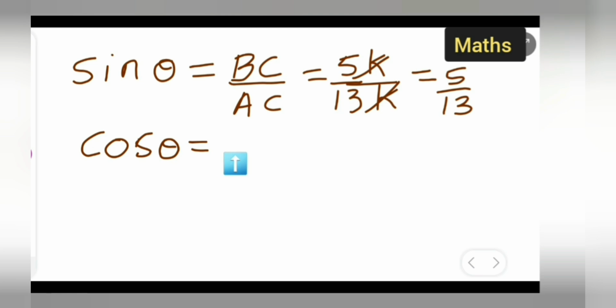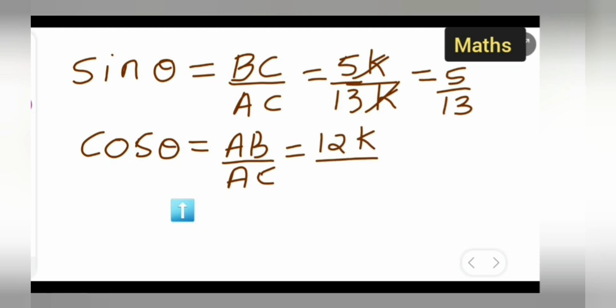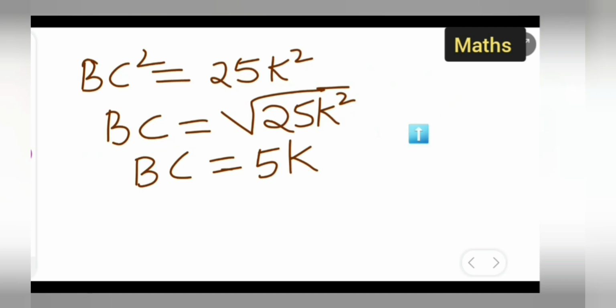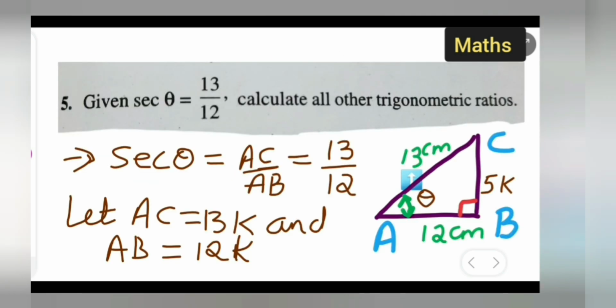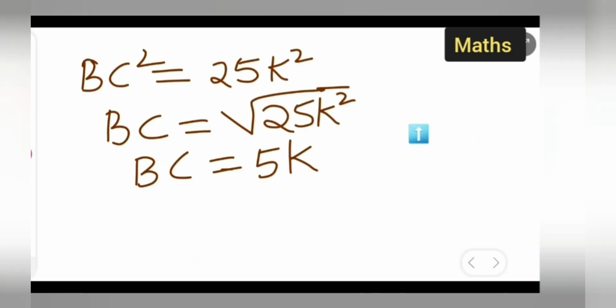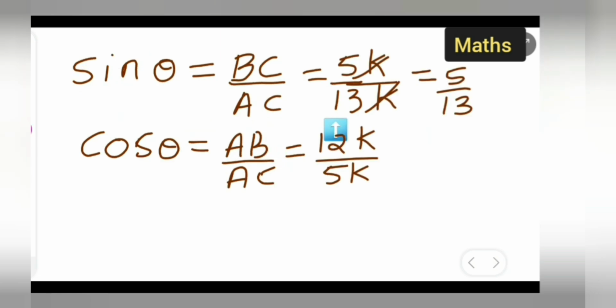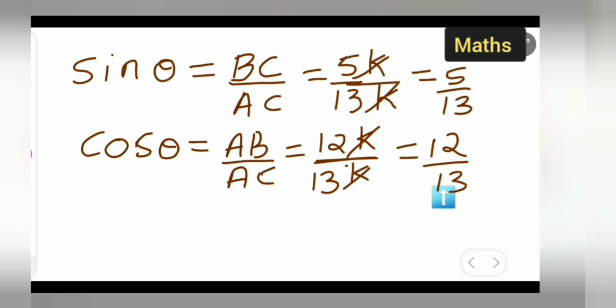Next, moving towards cos theta. That will be the adjacent of theta upon the hypotenuse. Adjacent of theta is AB, and the hypotenuse is AC. So it is 12k upon 13k, because AC is 13, not 5. The k will get cancelled and I will get 12 upon 13. So my cos theta is equal to 12 upon 13.